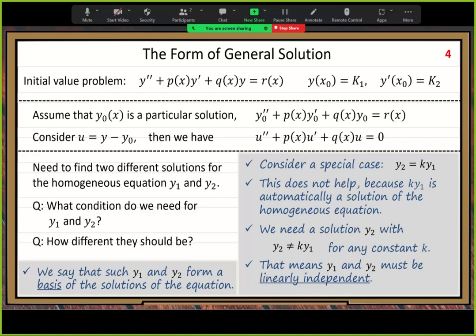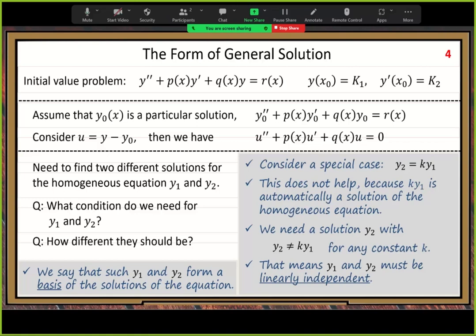This one we say linearly dependent. For this case, y2 is a constant multiple of y1, and in that case we call y2 linearly dependent on y1, because a constant multiple of y1 is a linear function. y2 is just one special linear function of y1, linearly dependent. All right, so the opposite of linear dependence: y2 and y1 must be linearly independent.